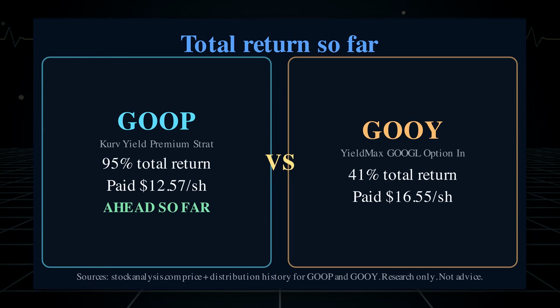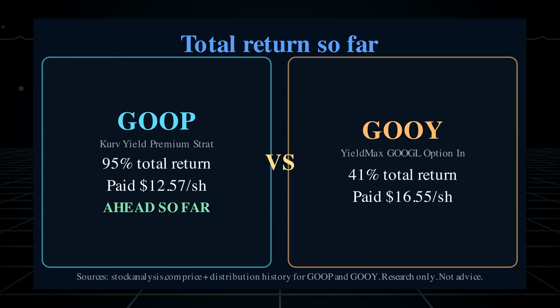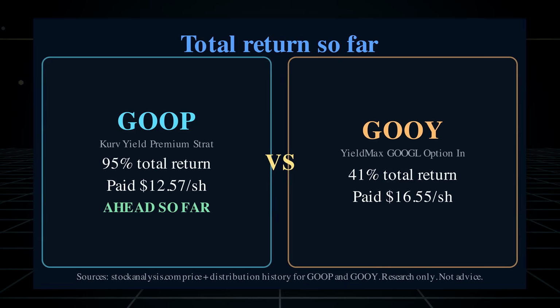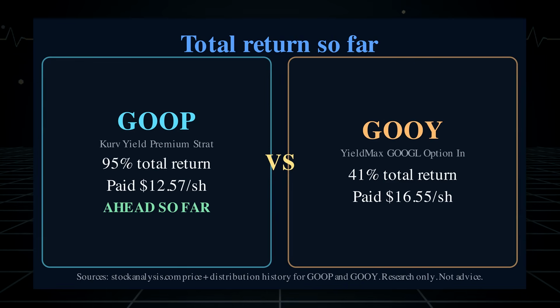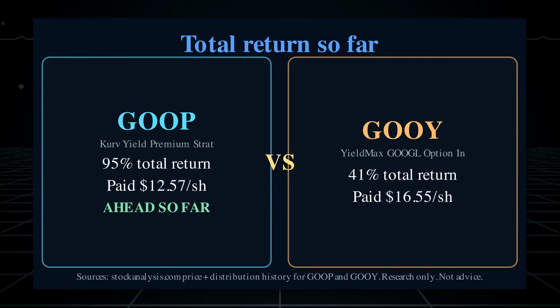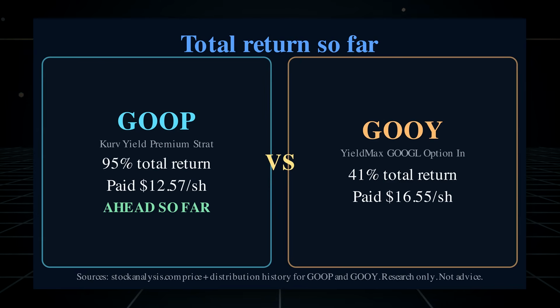The lower headline yield produced the stronger simple total outcome. That is exactly why yield rankings can mislead. GOOY mailed out more cash per share and advertised the higher rate, yet GOOP left far more combined value in the evidence tray. There is an important fairness boundary.